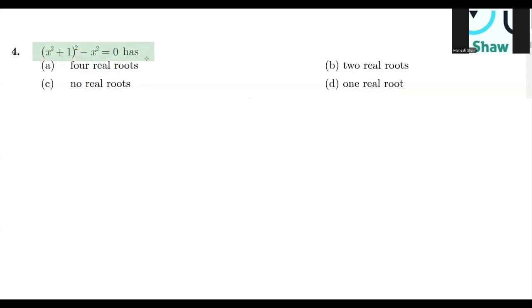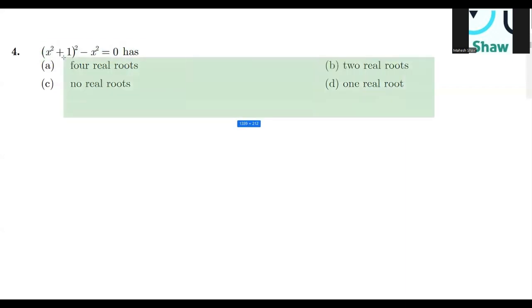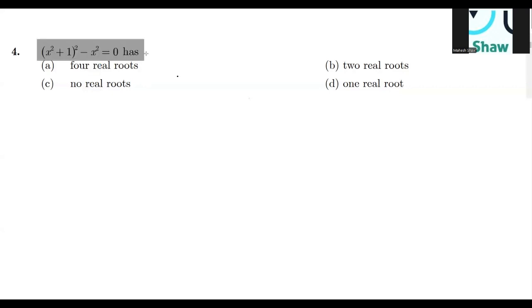The fourth question from the chapter quadratic equation says this is a biquadratic equation, as you can see, and we'll discuss it. We have to find how many real zeros there are. Now what I'm going to do is, first of all, expand this, applying (a plus b) whole square, what we are going to get here is square of, right?